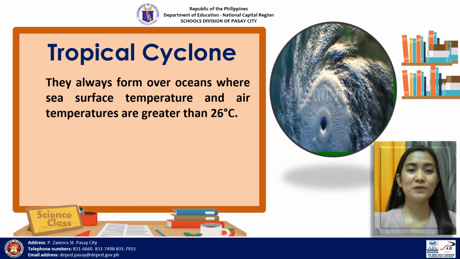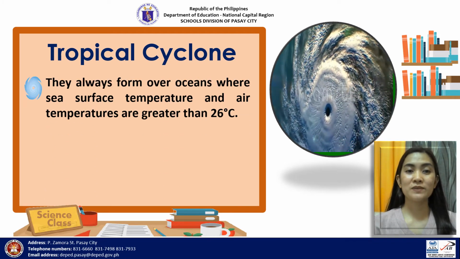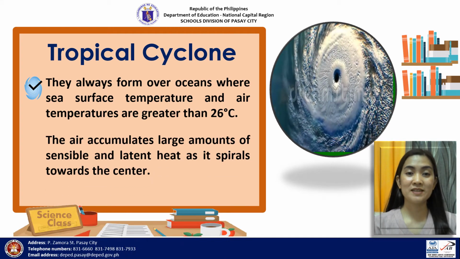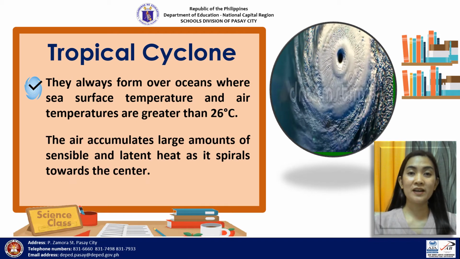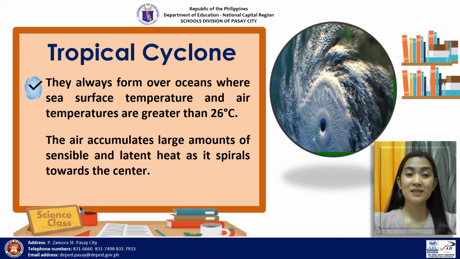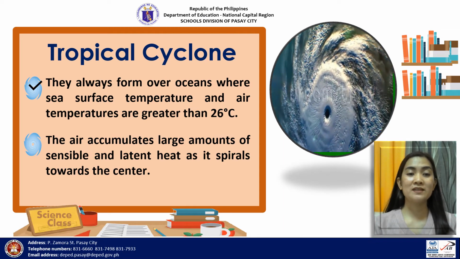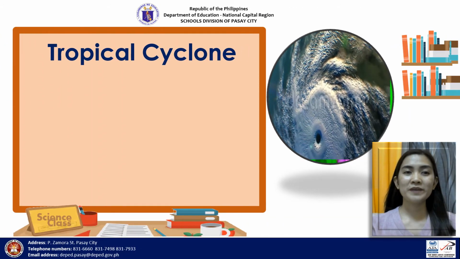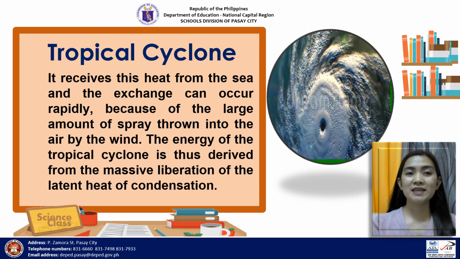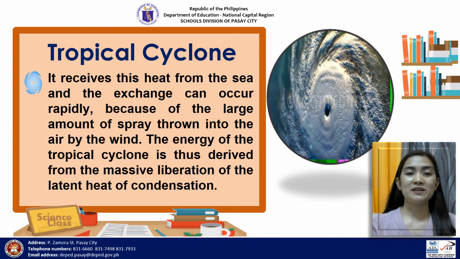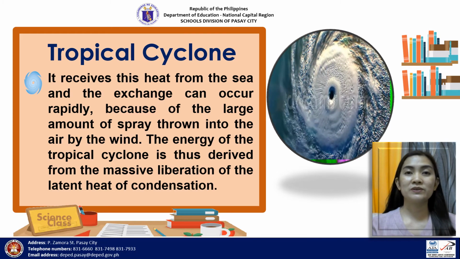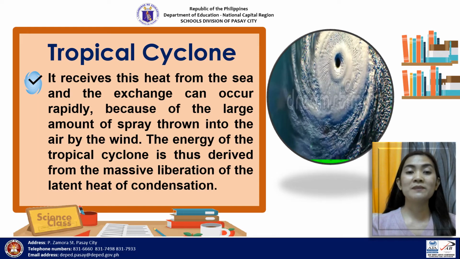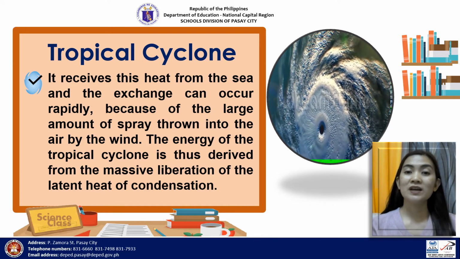Tropical cyclones always form over oceans where sea surface temperature and air temperatures are greater than 26 degrees Celsius. The air accumulates a large amount of sensible heat and latent heat as it spirals toward the center. The tropical cyclone receives the heat from the sea and the exchange can occur rapidly. Because of the large amount of spray thrown into the air by the wind, the energy of a tropical cyclone is thus derived from the massive liberation of the latent heat of condensation.